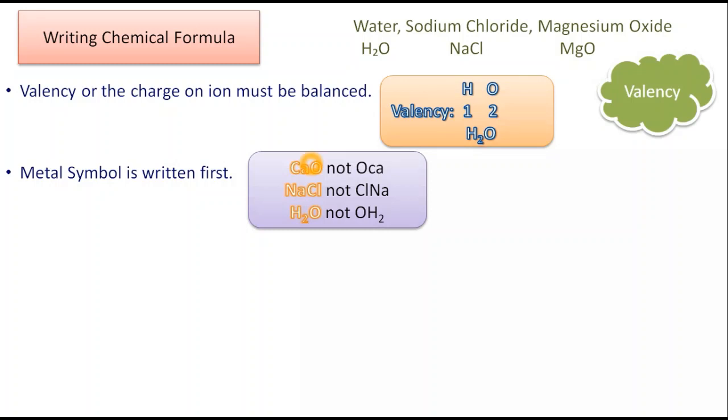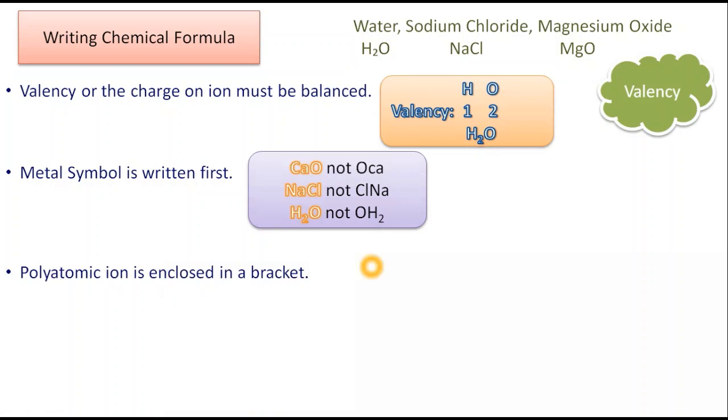But the name of the non-metal element is changed to have the ending IDE. That means here oxygen becomes oxide, chlorine becomes chloride, sulfur becomes sulfide. So whatever the non-metal, whenever you have an ionic compound, the name of the non-metal is changed and has the ending IDE.